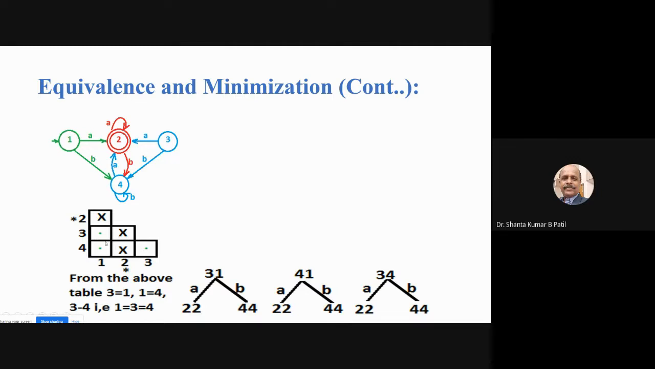So once you get the cross mark, then locate the square. And this square is 3 1. Construct the branches for the 3 1 on symbol A and B. 3 1 is 2 2 and 4 4. No further construction of the branches for this 2 2 and the states 4 4. Hence, stop the construction of the tree and decide 3 1 are similar. So, whenever you find the similar, it is a dot.